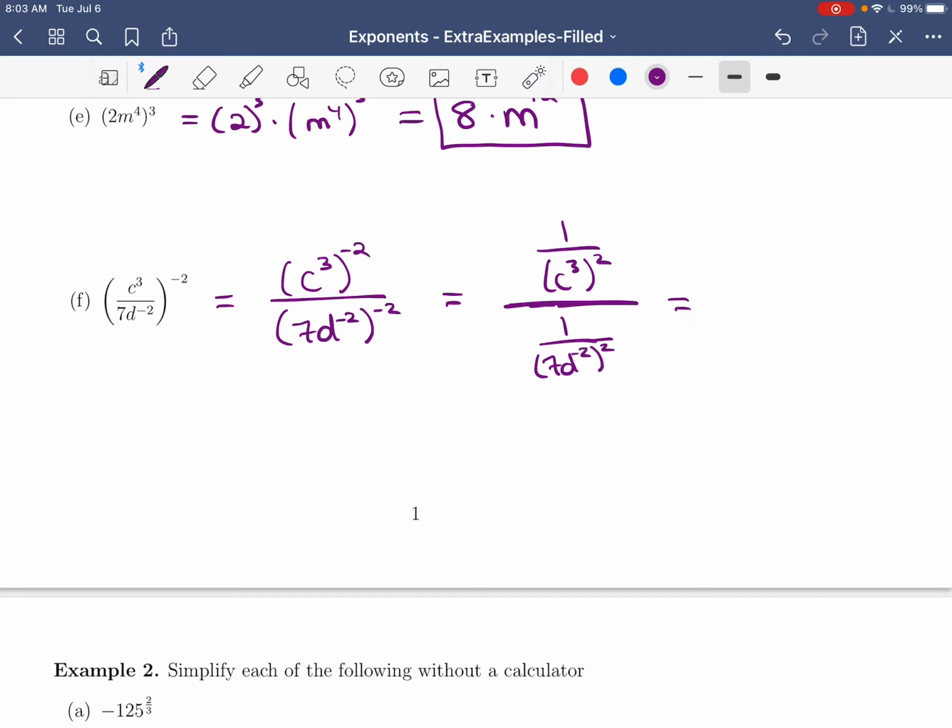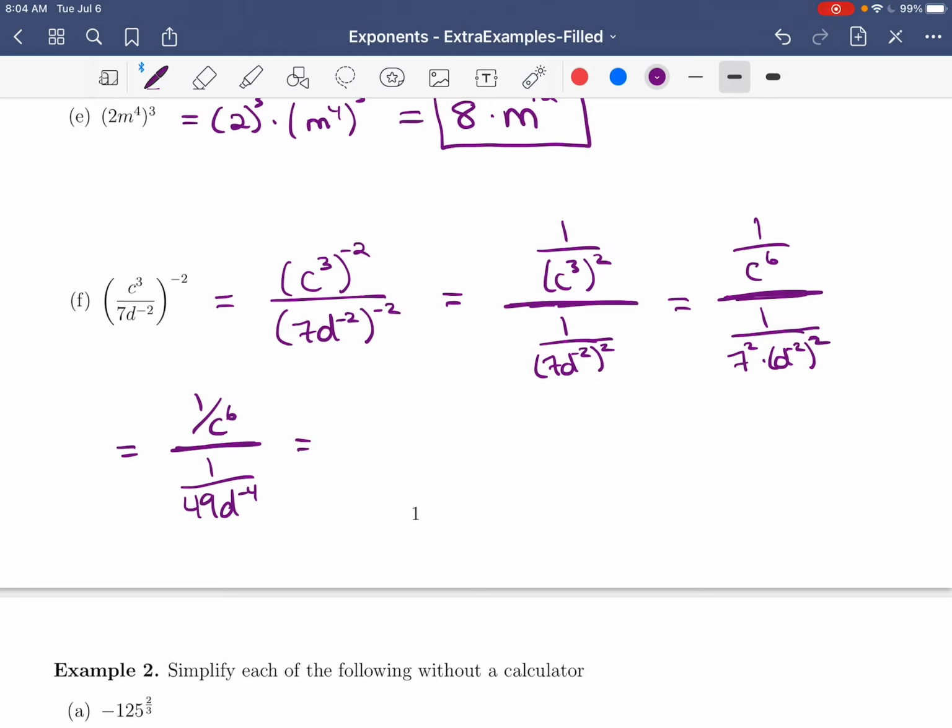So now I can simplify. So c cubed squared, I multiply those exponents. So that's actually c to the 6. And then down here, the 7 and the d to the minus 2 are multiplying. So it's going to be 7 squared times d to the minus 2 squared. So I can put the exponent through. So I have 1 over c to the 6, and now on the bottom I have 1 over 49, and then it's d to the minus 4 when I multiply those exponents.